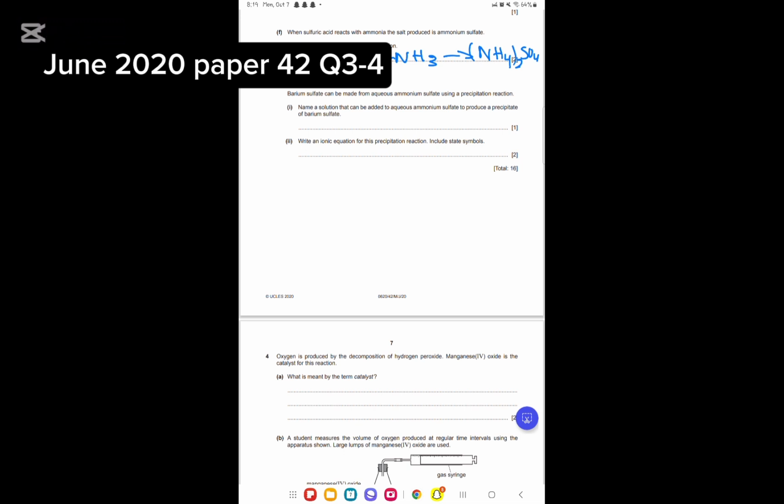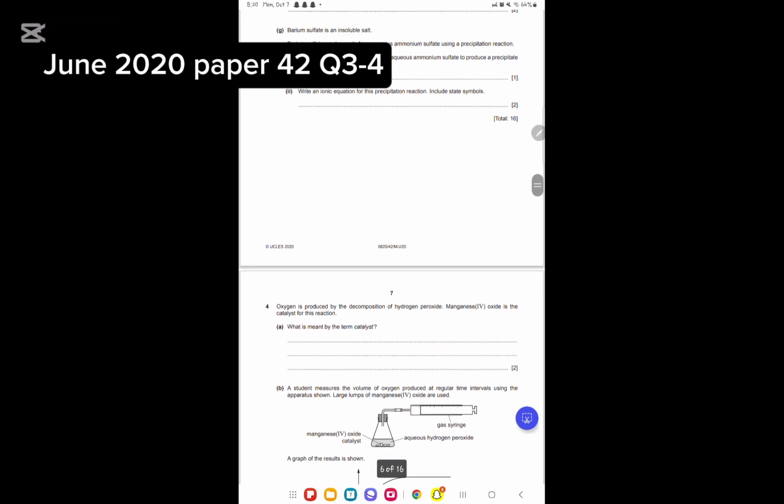You guys are supposed to know these, they're very important. So part G, barium sulfate is an insoluble solid. So it is an insoluble salt, but barium sulfate can be made from aqueous ammonium sulfate.